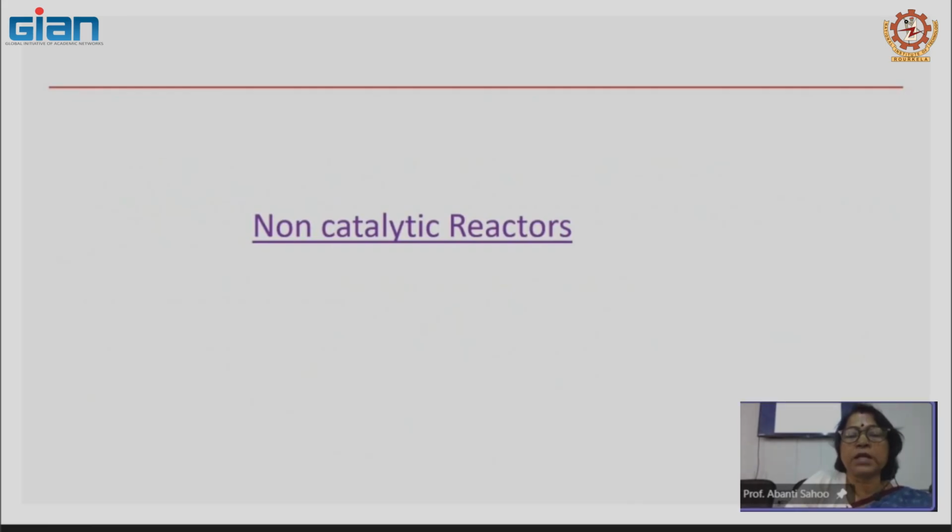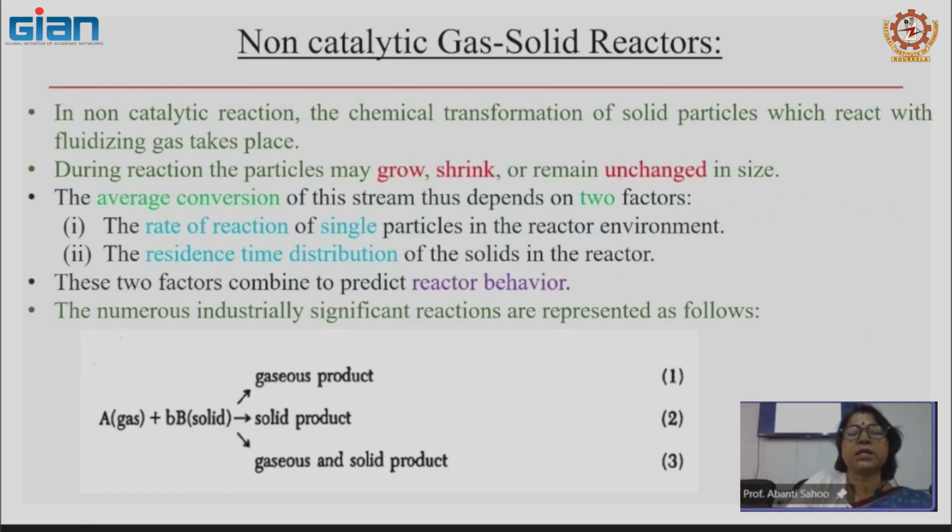We can discuss both non-catalytic and catalytic reactors. When we are discussing non-catalytic reactors, usually three types of changes occur to the bed materials, that is, the particles. The reactant particles may grow in size, may shrink in size, or may remain unchanged in size. This will be the outcome of the fluidized bed reactor or the reaction process.